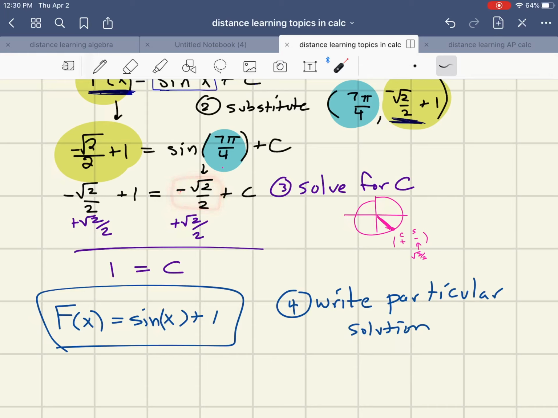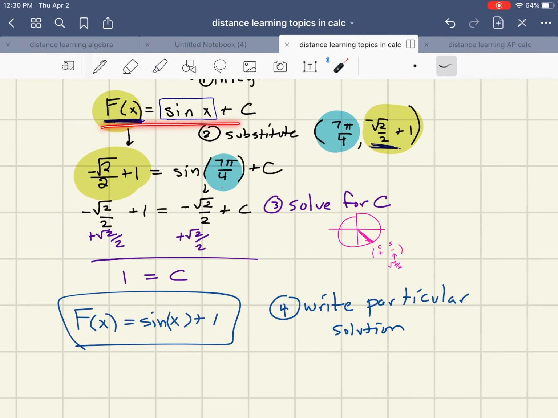If I have a negative root 2 over 2 plus c here, if I add the root 2 over 2 to both sides, these will now cancel, right? And I'm left with 1. So the c value in this case is 1. Go back up to my general solution, use exactly the same thing, except now I know c is 1. So there's my particular solution for that problem.